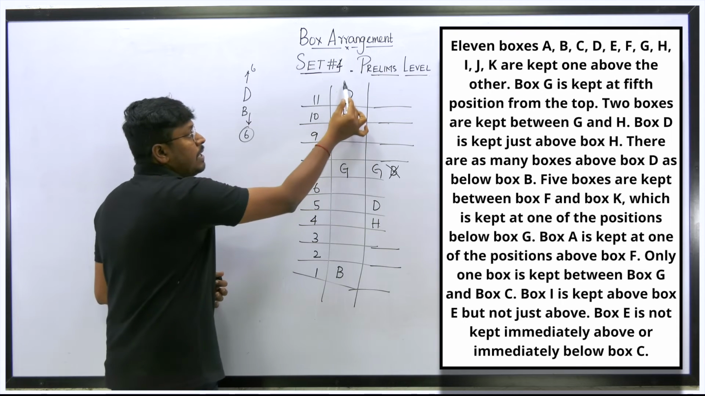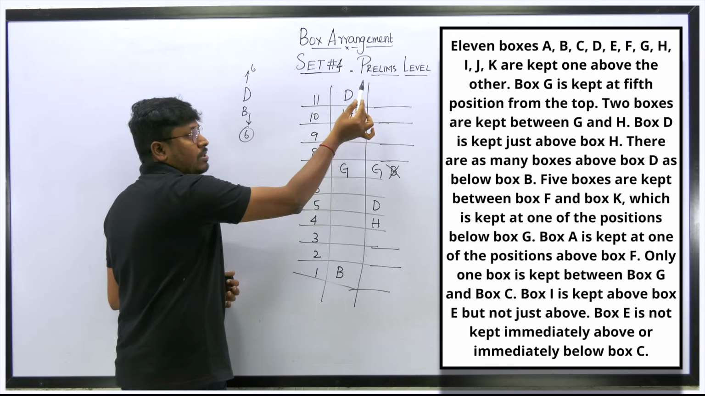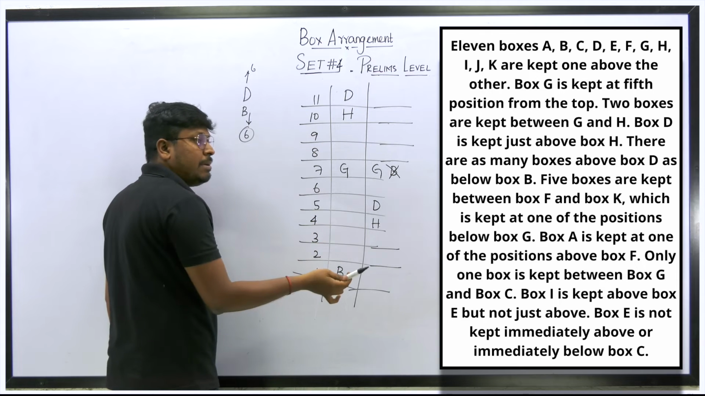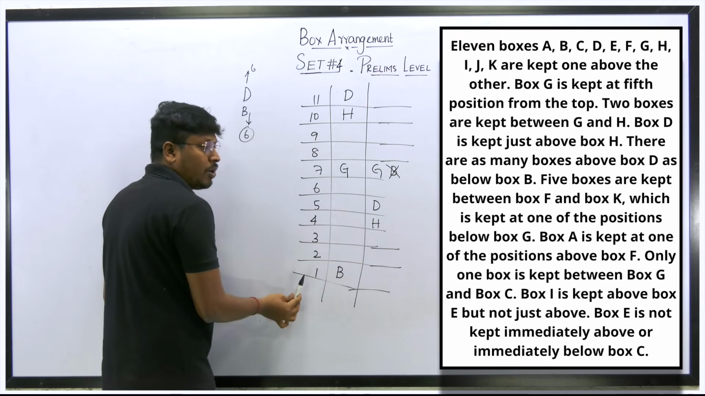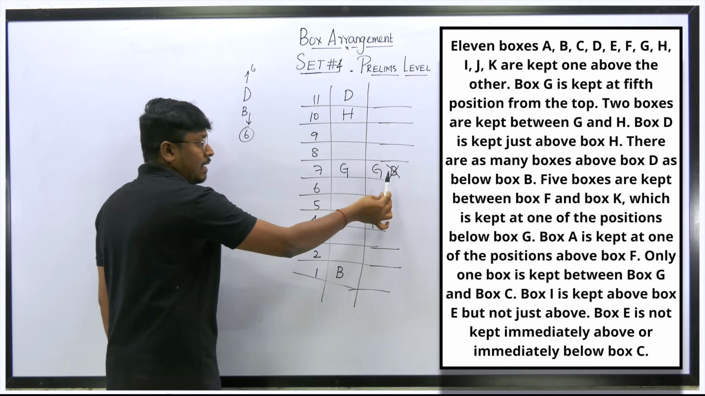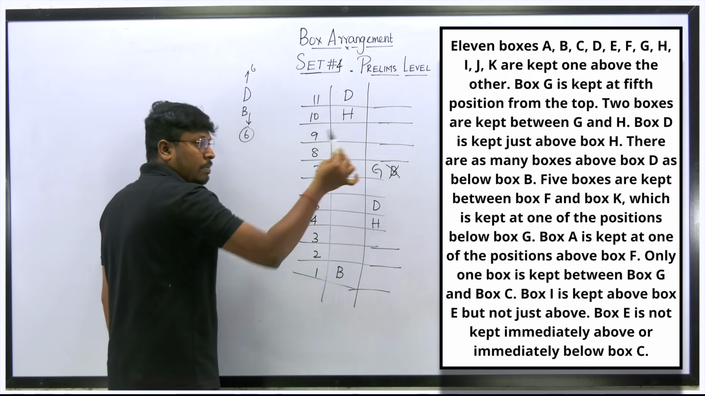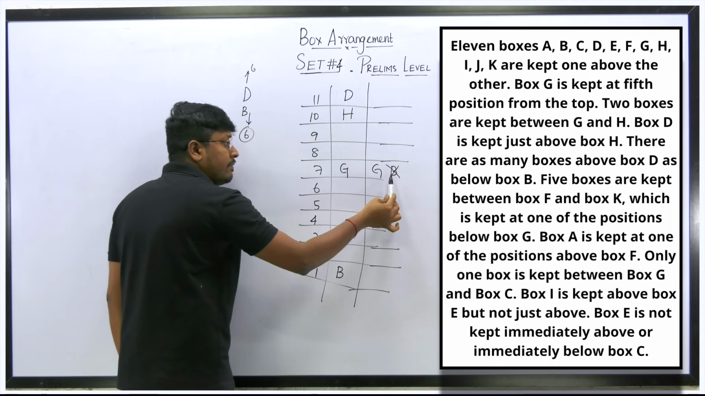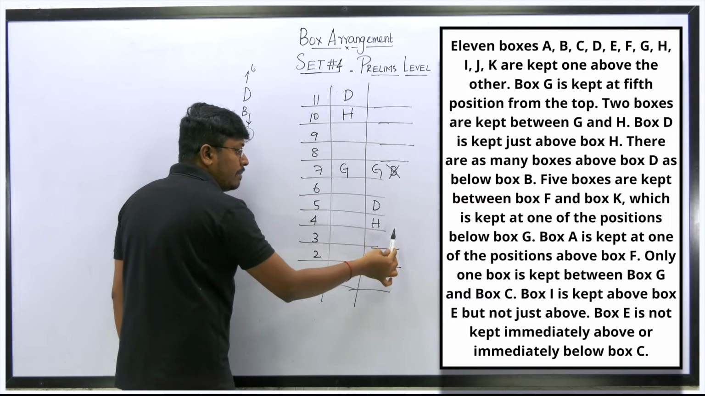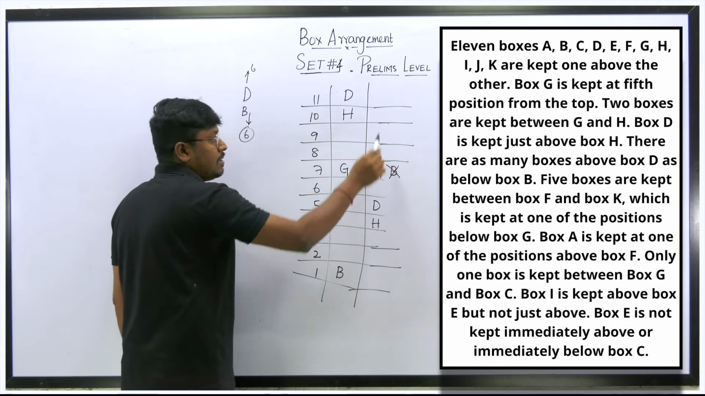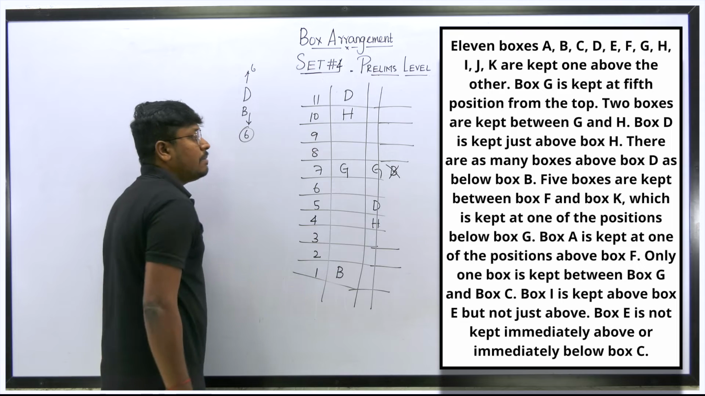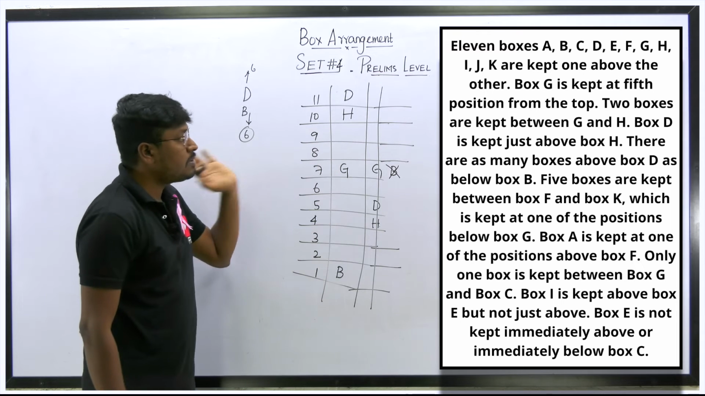So above D in this first possible diagram there are no boxes, so below B there should not be any box. So we can only fix B at the bottommost box. In the second possible diagram, above D there are totally 6 boxes, so below B there should be a total of 6 boxes. Only if I fix B here, below B will be 6 boxes. But here we already have G, so this possible diagram is completely eliminated. So we have only this possible diagram.